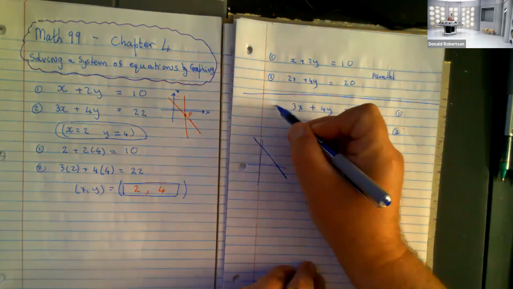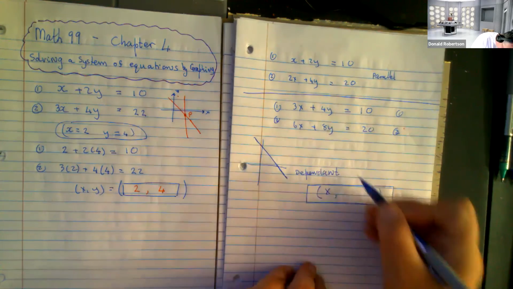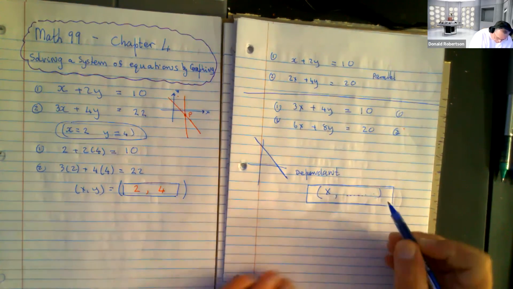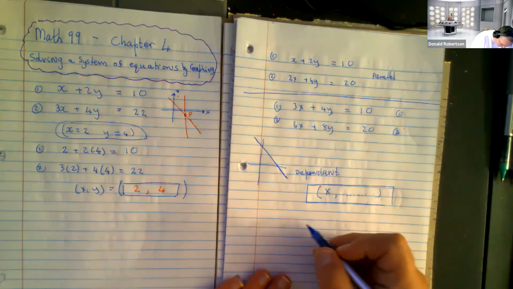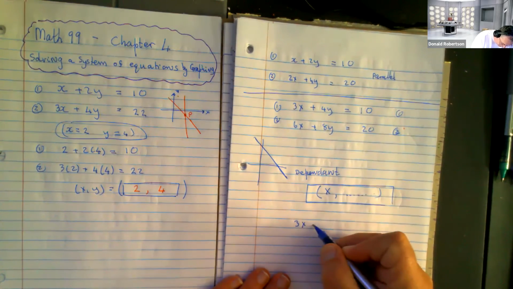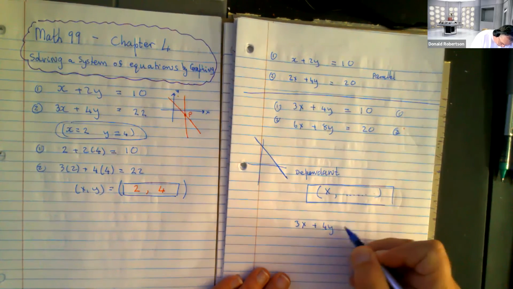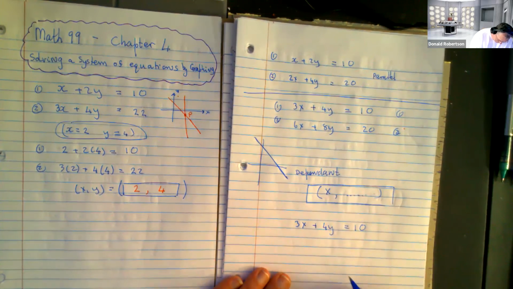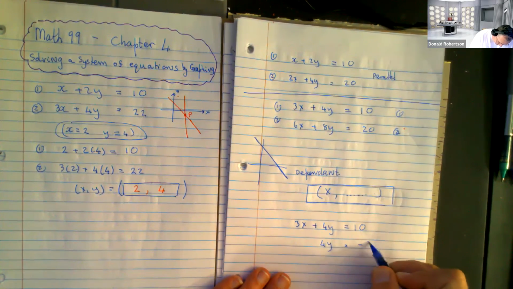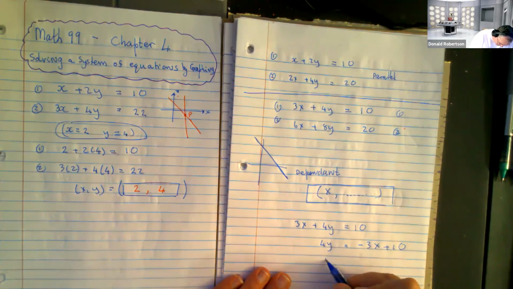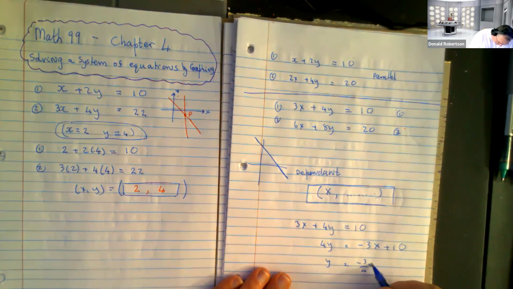It doesn't matter which equation you take, you're going to end up with the same answer that fits in here. We are going to rearrange these equations to be in the form y equals. So this is going to be 3x plus 4y equals 10. Let's use that one. And I'm going to solve for y. So I'm going to take away 3x from both sides. I'm then going to divide both sides by 4.